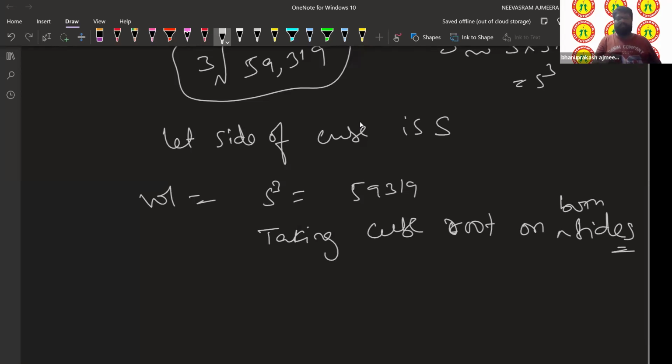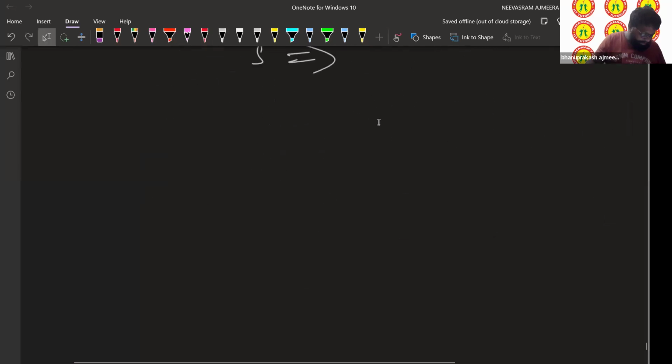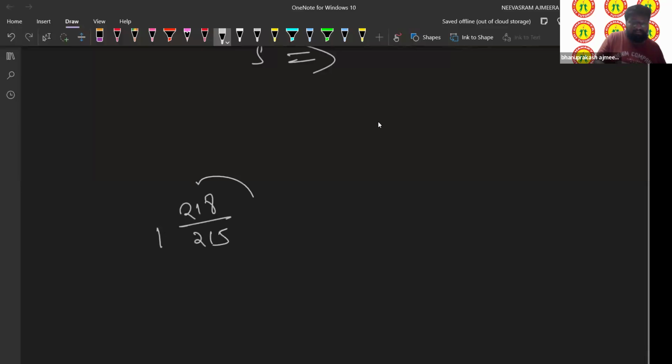Taking cube root on both sides, then you will be finding out the side here. This similar problem we also did many times. And you see the 18th problem, 1, 2, 1. I think we discussed this yesterday.